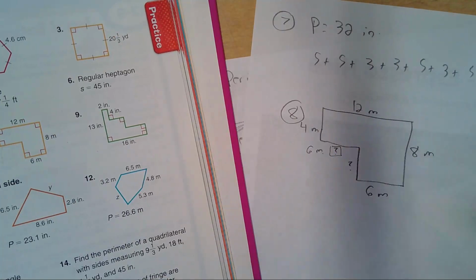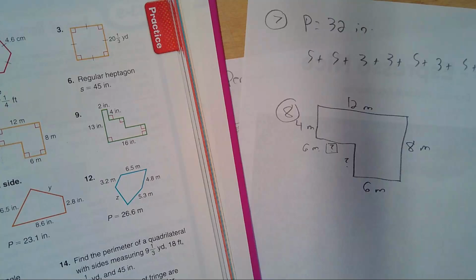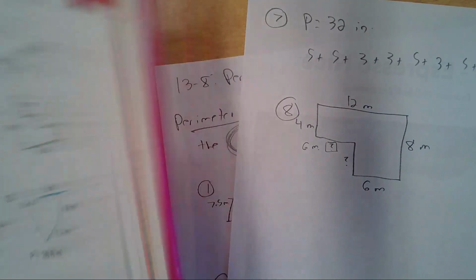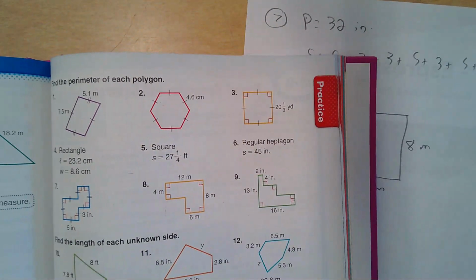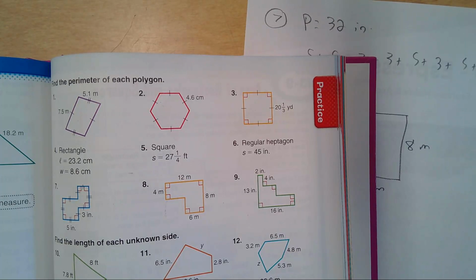What's this one right here? 6 meters. Well, some people say 4, some people say 6. So how do you know? Prove it. It's 8 meters up and down. Same concept applies that we just did on top.